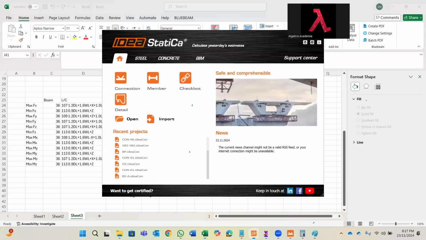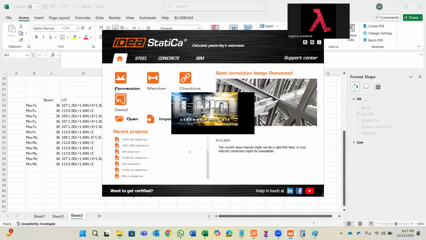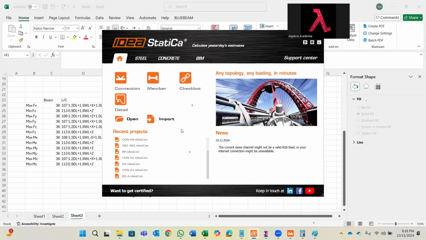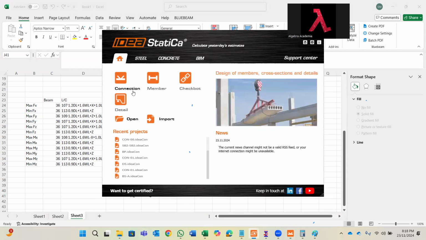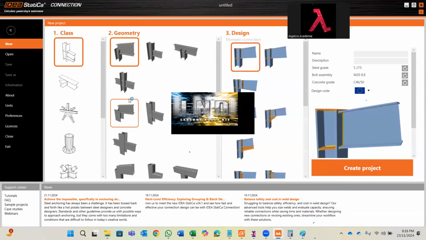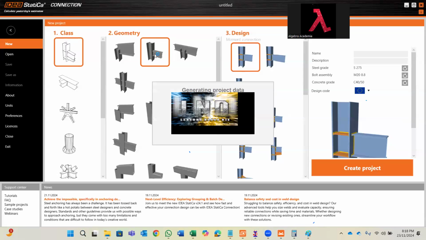Let me open IDEA StatiCa again. There is an option called connection design. Again, I'll go back to the same options. I'm not going to change it. Now, column to beam connection. Column to beam connection, the second one. Can you see here? The second one, the one which I clicked here.